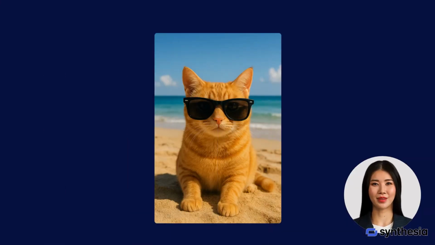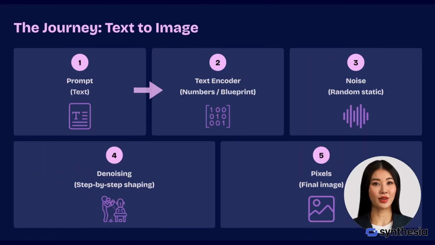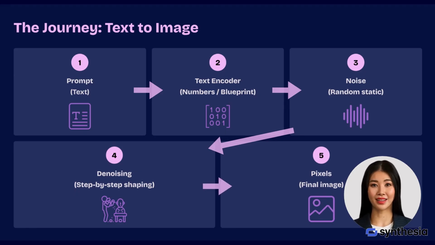Now, take an example like a cat wearing sunglasses on the beach. First, when you type that prompt, the model doesn't see words, it converts them into numbers, almost like a secret code. Second, the process begins with pure random noise, like static on an old TV screen. Third, the model removes that noise step by step while checking against the prompt's code. It's a bit like sculpting, starting rough and slowly shaping it to match the details. Finally, the cleaned up result is decoded into an actual image of pixels. That's the magic unpacked in simple steps.